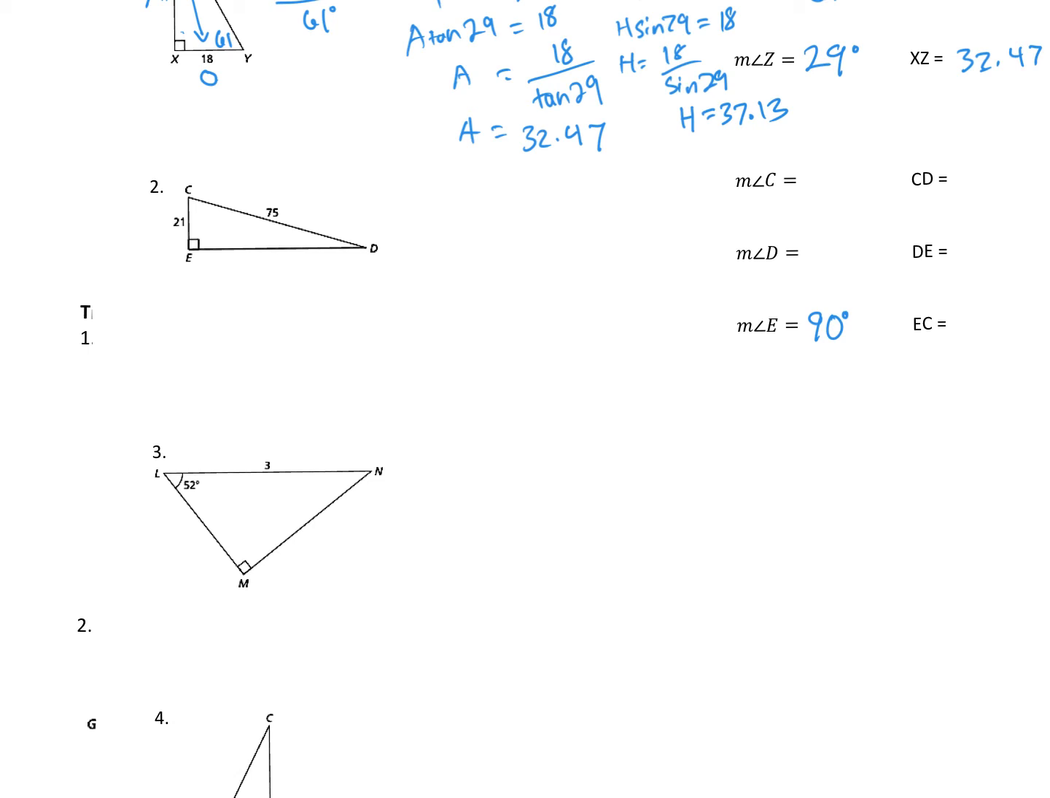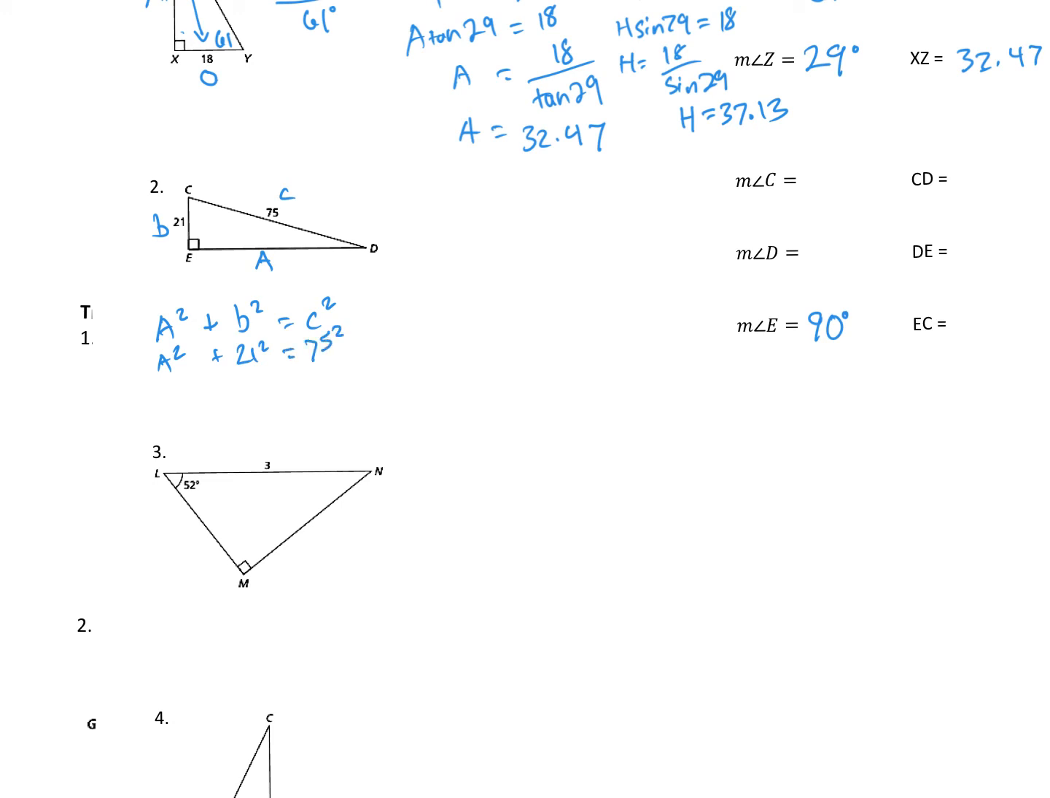I'm going to call this one A for my Pythagorean theorem. So here, my A squared plus B squared equals C squared. So this is B. This would be C. So A squared plus 21 squared equals 75 squared.